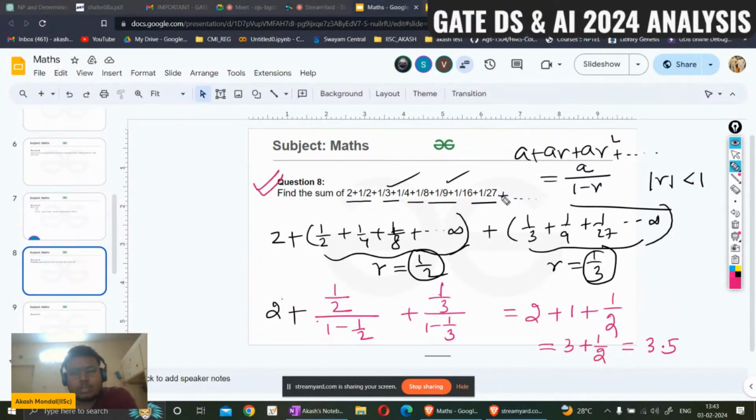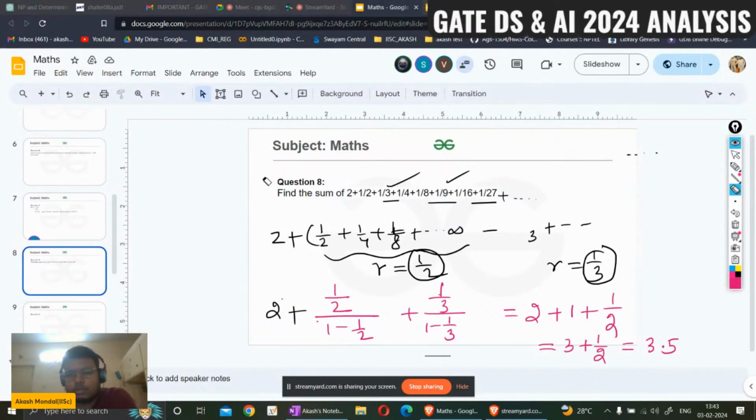So again, this is a simple question. One can easily solve this problem if he or she knows this GP formula, which is a pretty standard formula. So this one is also an easy question.